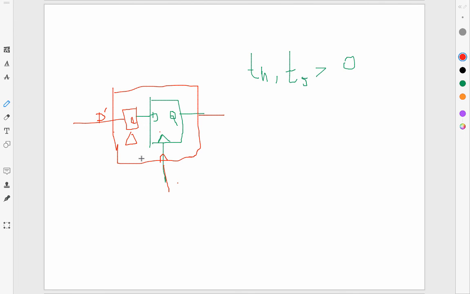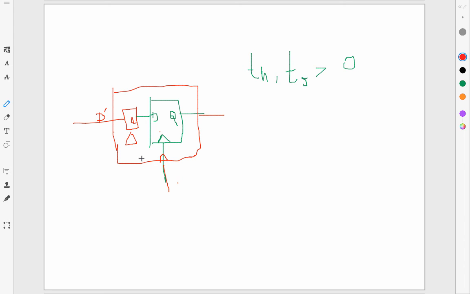What do you think would be the setup time of D prime? That is, how much should D prime be stable for before the clock ends? So let's say my requirement, the green flip-flop's setup time is 10 picoseconds. Okay? So that means the D input should be stable 10 picoseconds before the clock edge.